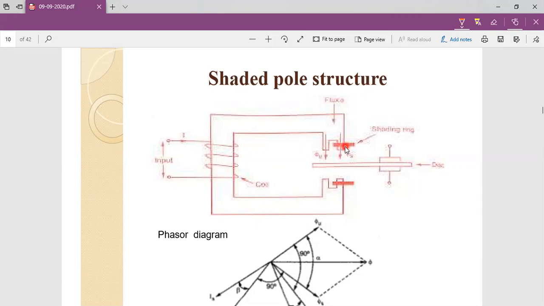Here we place a copper band on the tip, and for this tip we are not making anything else. Here we place one copper band. That's why we call it a shaded tip, or copper band tip. So this one is the unbanded tip, and this is the banded tip.